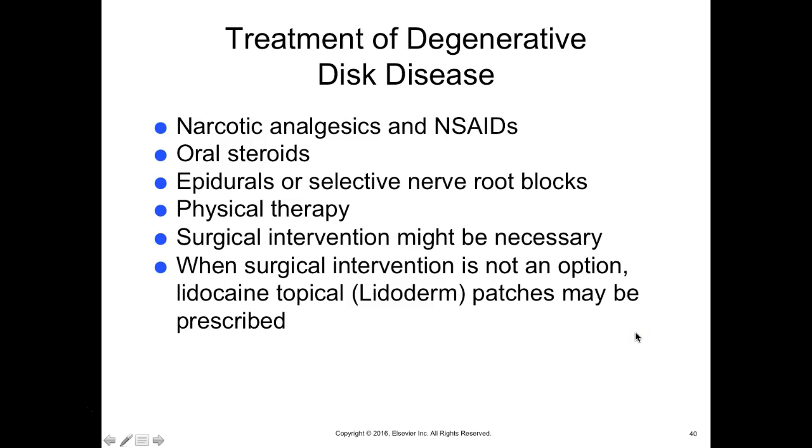Treatment of degenerative disc disease: narcotic analgesics and NSAIDs, or non-steroidal anti-inflammatory medications, oral steroids, epidurals, or selective nerve root blocks, physical therapy, and surgical intervention might also be necessary if it progresses. And when surgical intervention is not an option, they may have lidocaine topical patches prescribed for the area for pain. One of them is called Lidoderm.